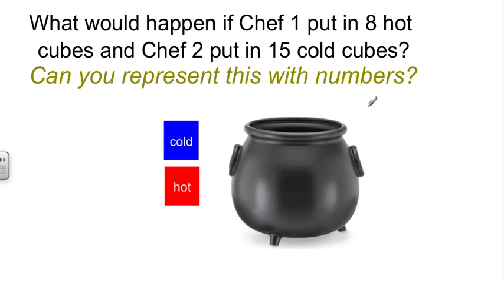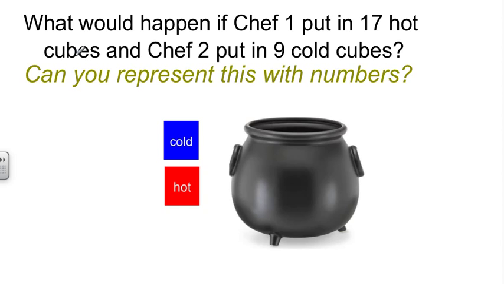Alright, hopefully you found that Chef 1 put in 8 hot cubes, so it's a positive 8. My integer is a positive 8. Chef number 2 added into the pot 15 cold cubes. That's represented in numbers. I'm not going to solve it from here. That's not what we're practicing right now. But we do have 8 hot cubes and 15 cold cubes. Pause it and come back.